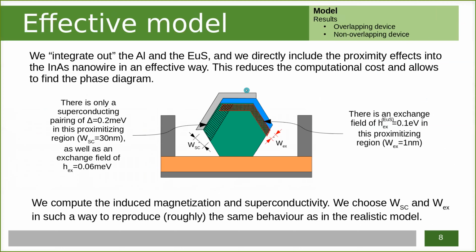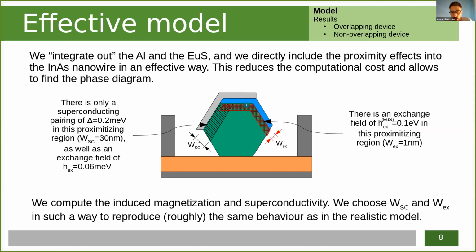To overcome this problem and to compute the phase diagram, we use what we call the effective model. Within this model, we integrate out the aluminum and the europium sulfide layer, and we directly include the proximity effects inside the nanowire. So we say that there is a region close to the aluminum interface, here in black, where there is a superconducting pairing amplitude smaller than the parent gap, as well as a small exchange field. This exchange field is the one that is induced in the superconductor by the europium sulfide.